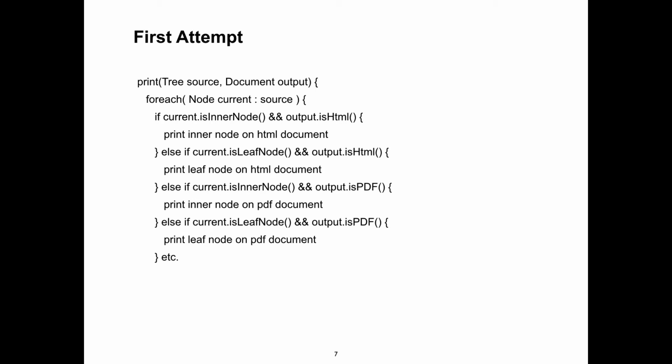Now I go through all the nodes, in some order, it doesn't matter what in this case, and then okay, what type of node is it? If it's an inner node, I do this, and if it's a leaf node, I do that. But then it also depends upon, well, how do I print on a PDF document? How do I print on these different types of documents? Each document is different, right? And so then we get this huge mess.